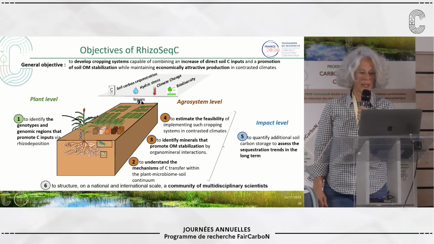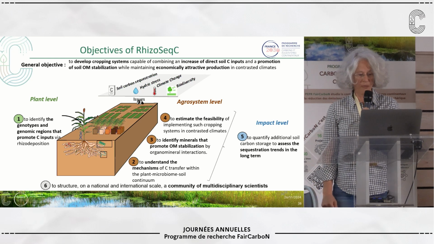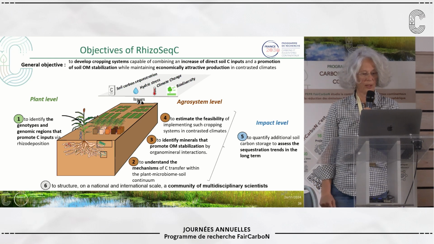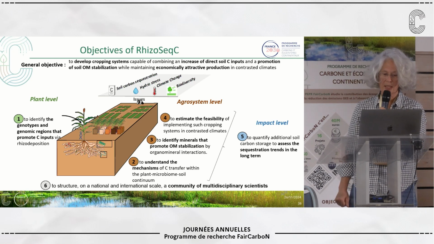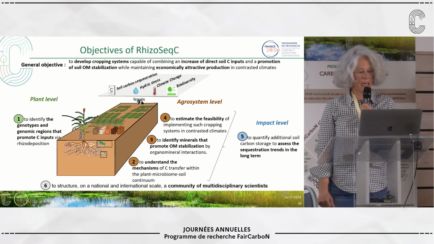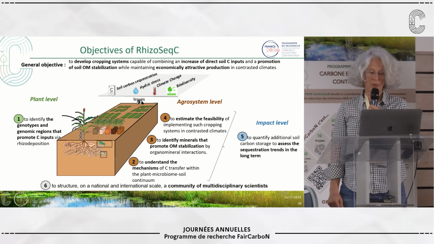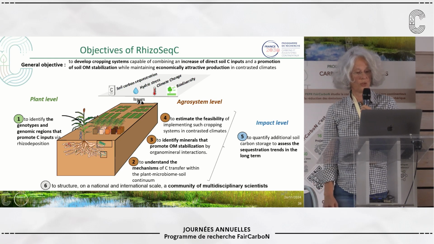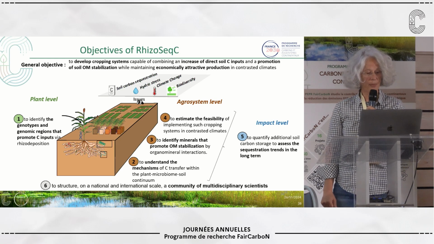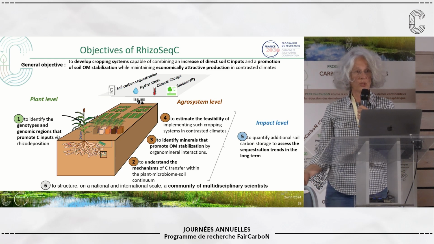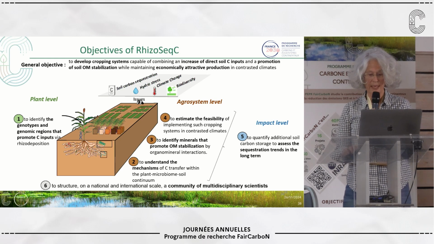The fourth is to estimate the feasibility of implementing such cropping systems while considering the agronomic benefits, the extent of water stress, and climate change. And at the impact level, the objective is to quantify additional soil carbon storage to assess the sequestration trends in the long term. The last objective is to organize a carbon sequestration community of multidisciplinary scientists.